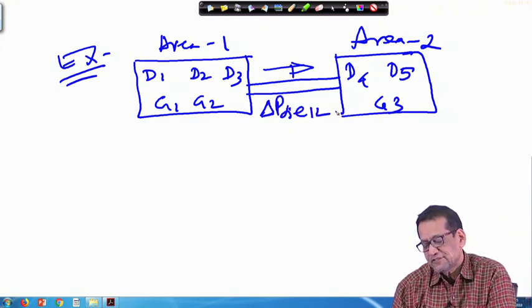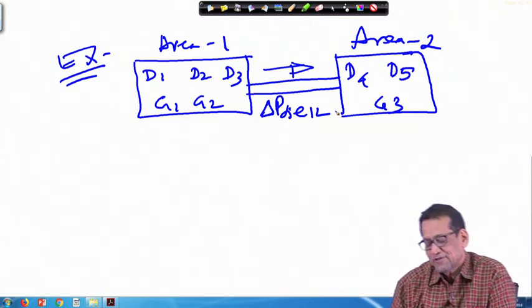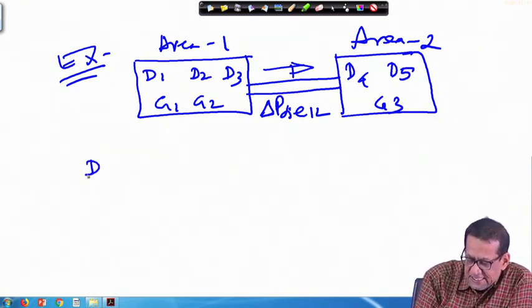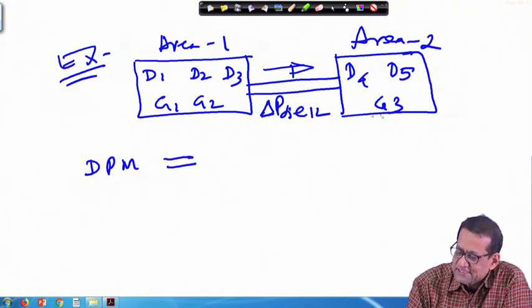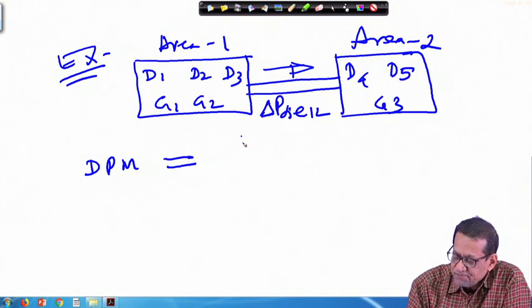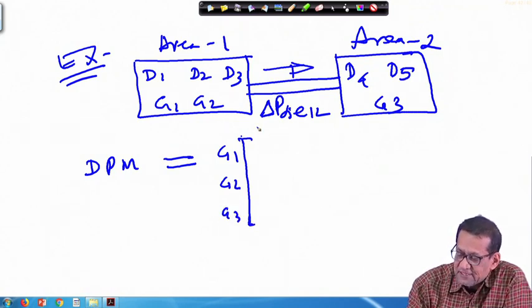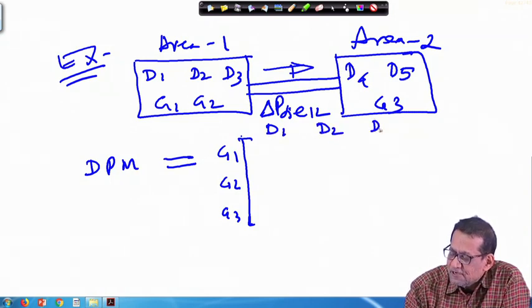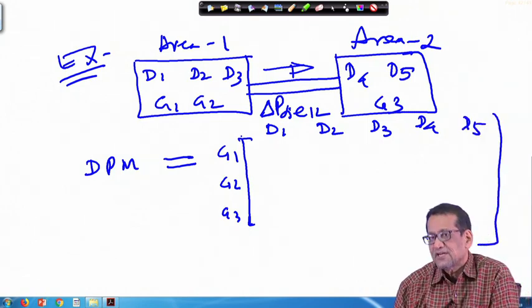So, we have to find out delta P tie 1-2, right. First we have to see the DPM, the Disco Participation Matrix. In this case, you will write the Disco participation matrix like this: you have 3 generation companies, so you make G1, G2 and G3, and then you have 5 distribution companies, you write D1, D2, D3, D4 and D5, this way you write, right.